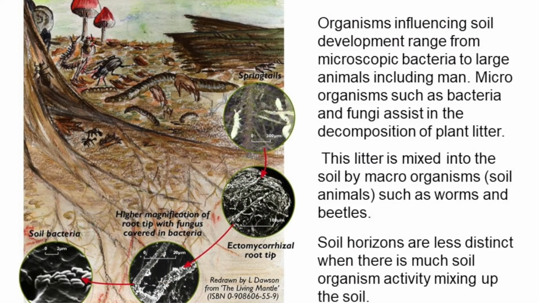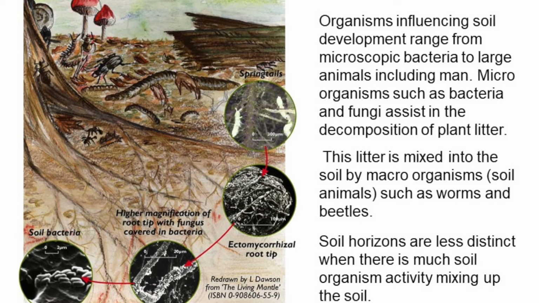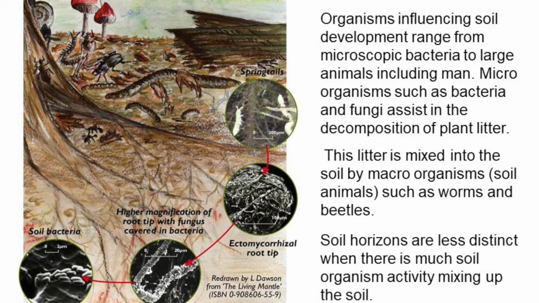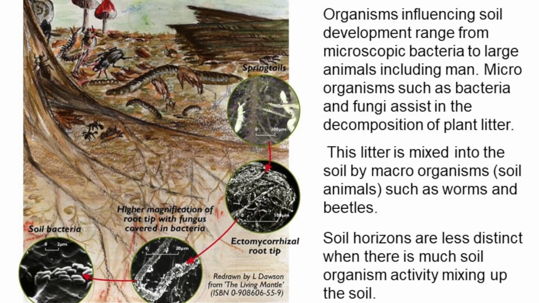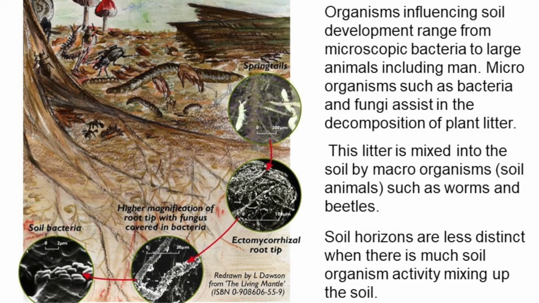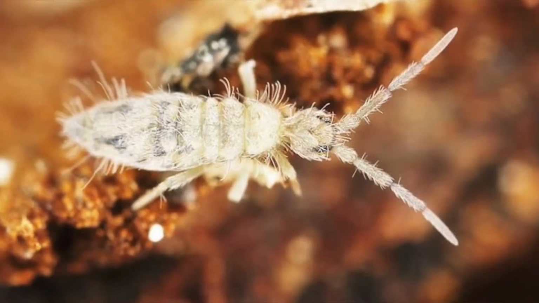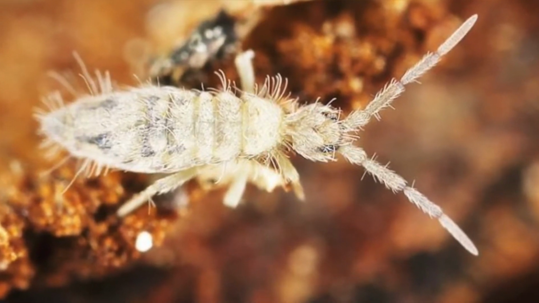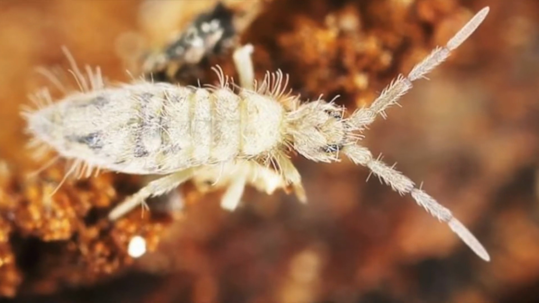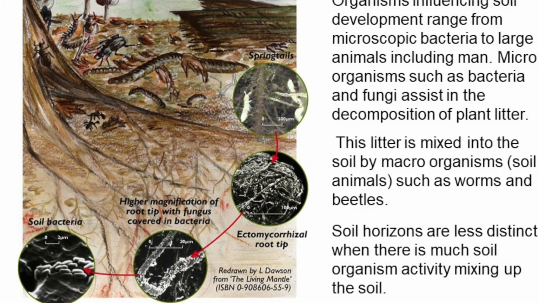The drawing above shows living organisms in the soil beneath a deciduous woodland. The circles of increasing magnification show soil animals, fungi, and microorganisms. Springtails, which are also known as collembola, occur in large numbers in leaf litter. Ectomycorrhizal root tips occur in woodland.